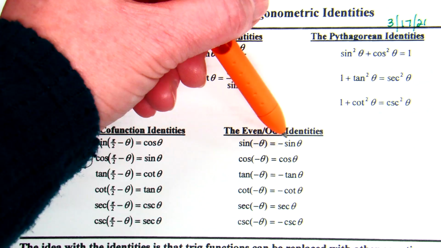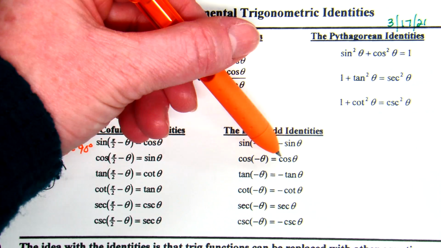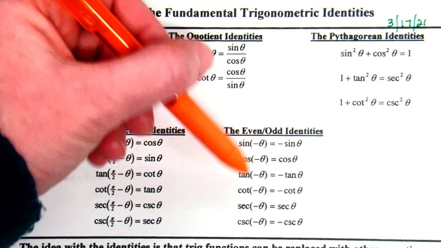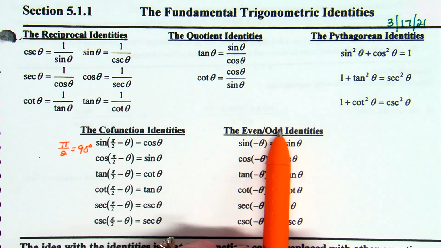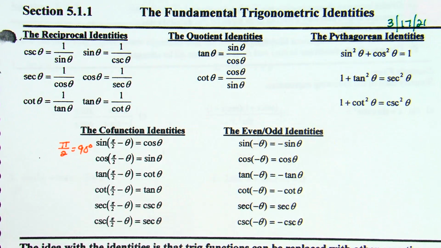But so the idea is sine of negative theta. If you have a negative variable, that is equivalent to the negative of the function, so negative sine. Cosine of negative theta is actually just equal to the positive cosine theta. Tangent is similar to sine in that it's equal to negative, and then cotangent, secant, and cosecant follow the same pattern as their reciprocals. Again, you're going to have this list in front of you, so it's not about memorizing it. It's just about becoming familiar.